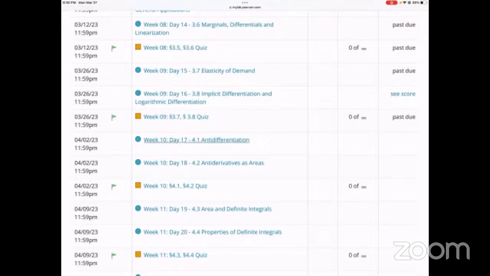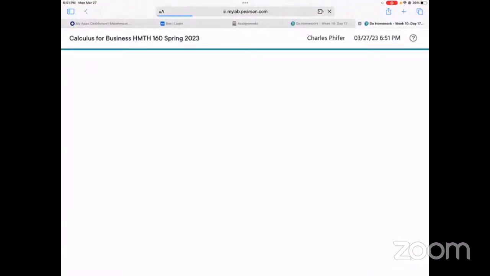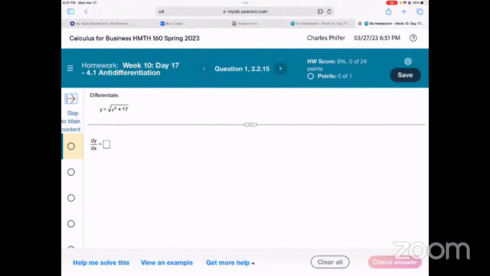Captain's log, day 17. Today, we're working on 4.1 anti-differentiation. I don't even know if y'all know that reference, right? I'm so tempted to offer something if y'all can get that reference. I can't say that I will offer something, but I'm just curious if y'all get that reference. When I say captain's log, this is day, yada, yada, yada.